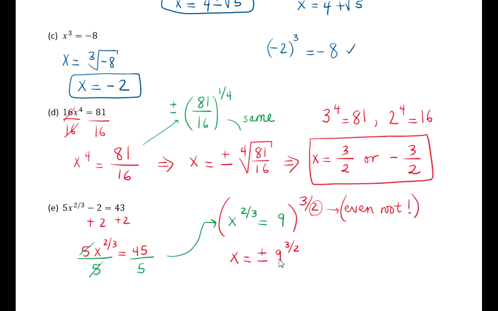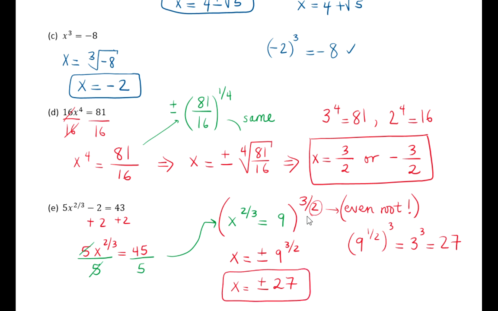You may think of it this way, 9 to the 1/2 raised to the 3rd power. This is like 3 to the 3rd, which is going to be 27. A calculator can easily show that to you, but don't forget there's minus plus because of this even root, the second root. So here x will be minus or plus 27. It may look a little bit tricky, but that's how we get that.